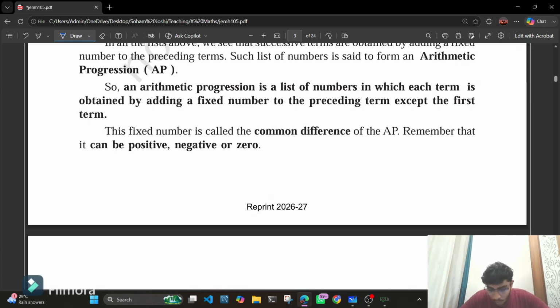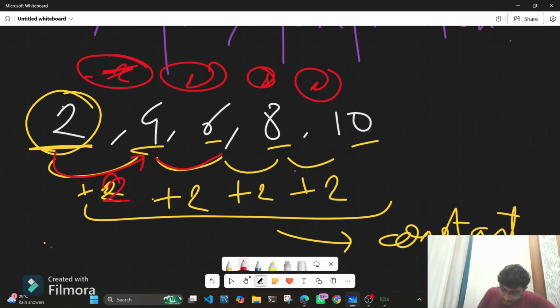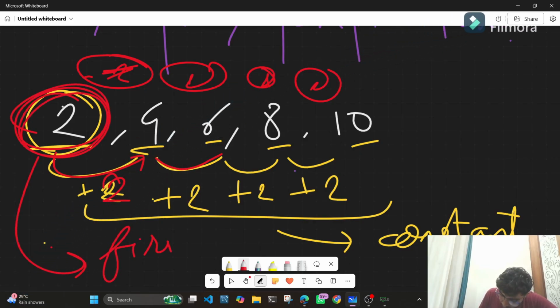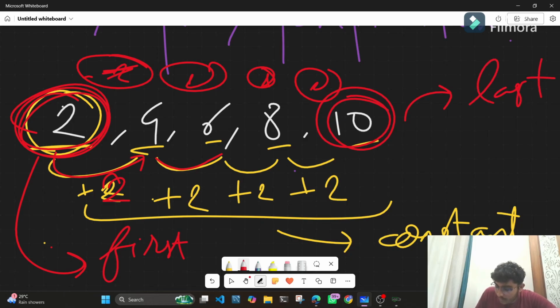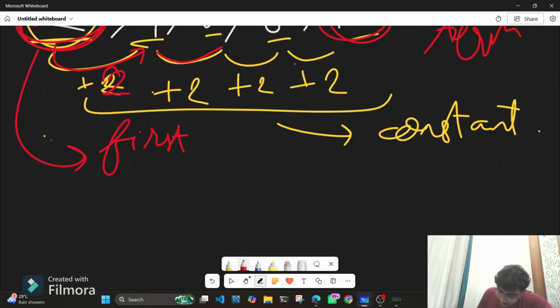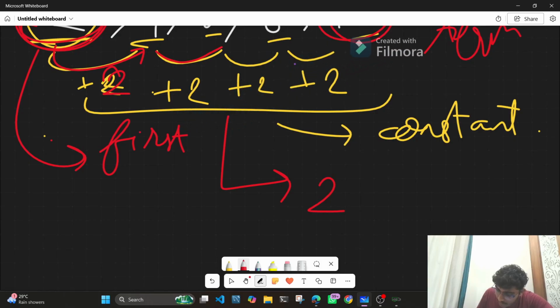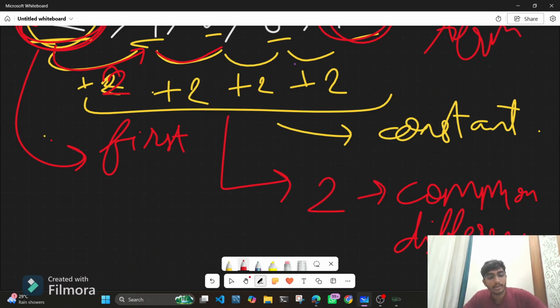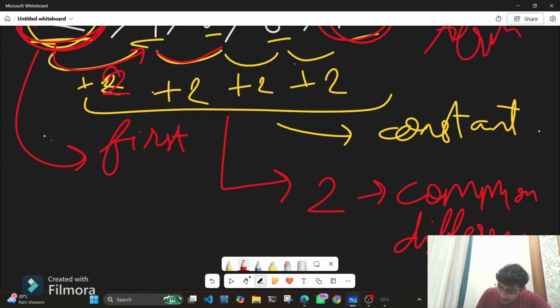Okay, so we saw that this is our first term. So 2 is our first term. 10 is our last term because that is where our list ends. Right. And you can notice that the 2 that we have written is the common difference. So basically, the number that we add to the preceding term to get the next term is called the common difference, and it is denoted by D.